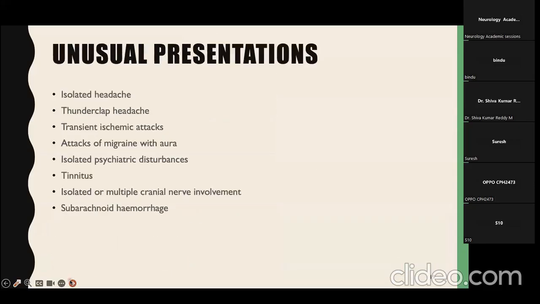Unusual presentations of CVT: they can present with isolated headache or severe sudden thunderclap headache, transient ischemic attacks, attacks of migraine with aura, isolated psychiatric disturbances, tinnitus, isolated or multiple cranial nerve involvement, and subarachnoid hemorrhage.